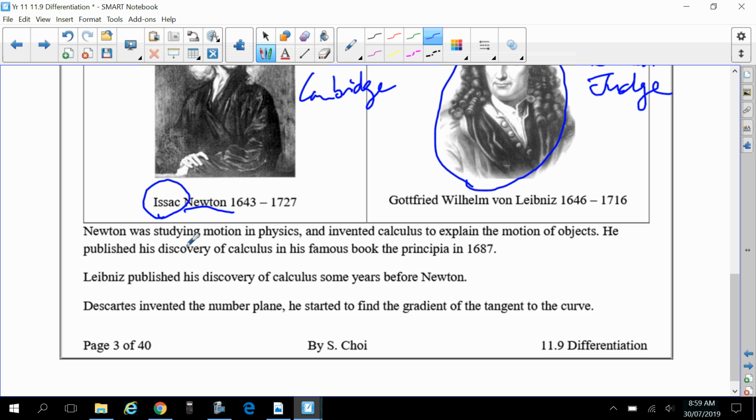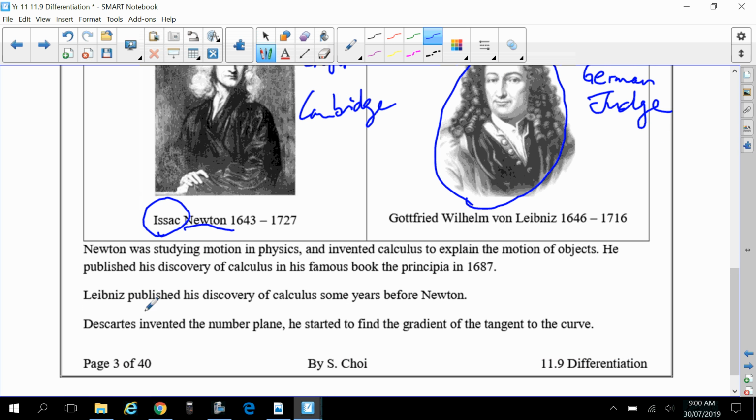But anyway, Leibniz published his discovery of calculus some years before Newton. So there's a saying, publish or perish. If you don't publish it, someone else may publish before you. You say, oh, I'm the first who discovered it, but someone else may have discovered it before you.